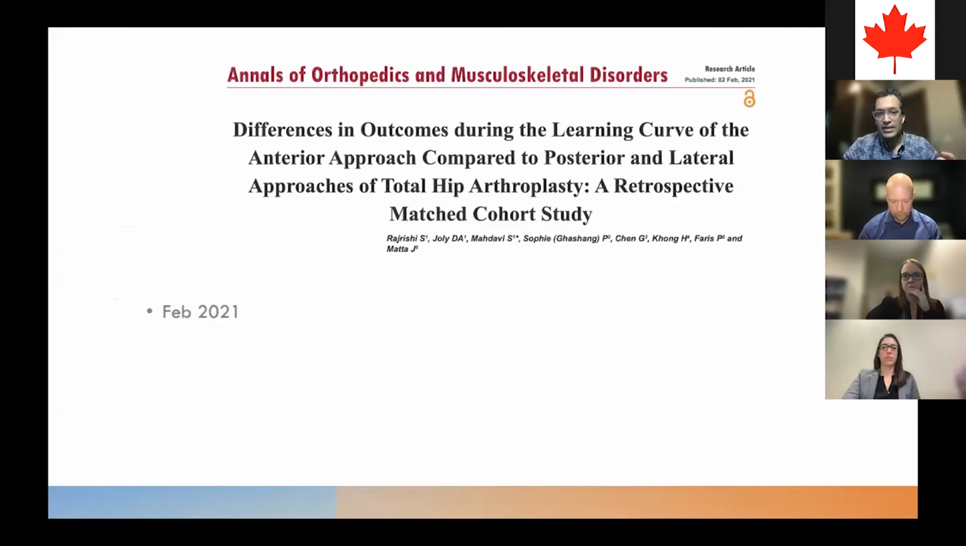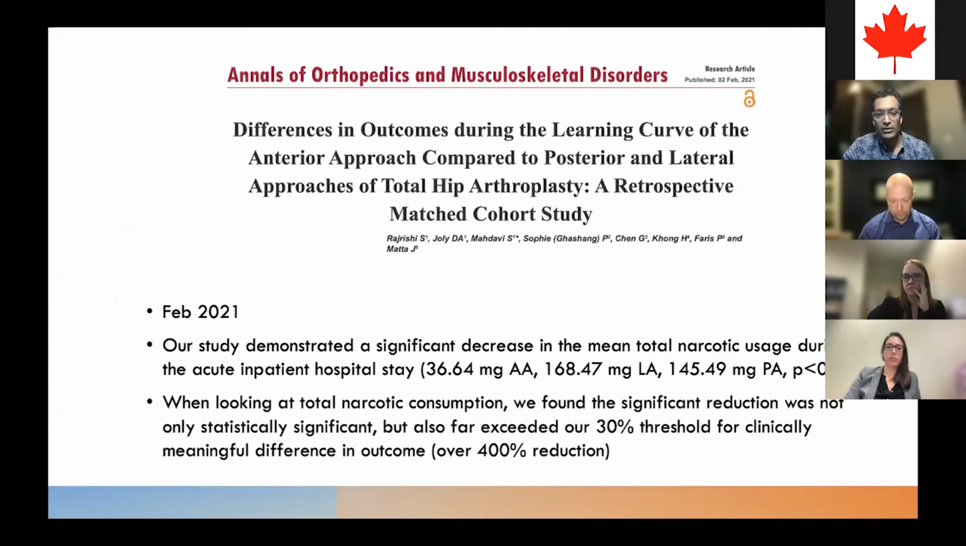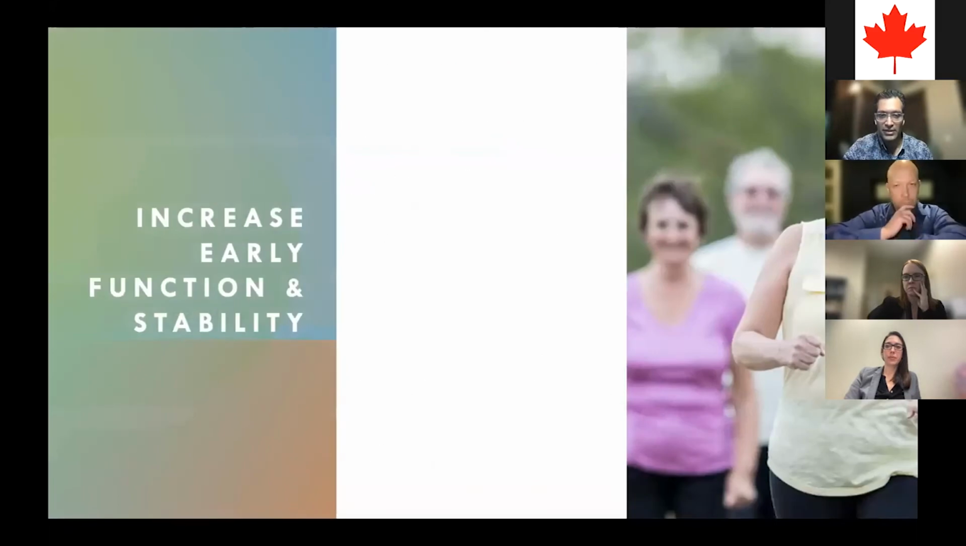This is a study that we did, a retrospective matched cohort study with 120 anterior approach with 240 posterior and 240 lateral approach, looking specifically at narcotic consumption. We showed that there was a significant decrease in total narcotic consumption during the acute inpatient hospital stay. But when you look at total narcotic consumption, assuming that we place our threshold for clinically meaningful difference of reduction in narcotic consumption at 30%, it was over 400% reduction, which was quite significant.